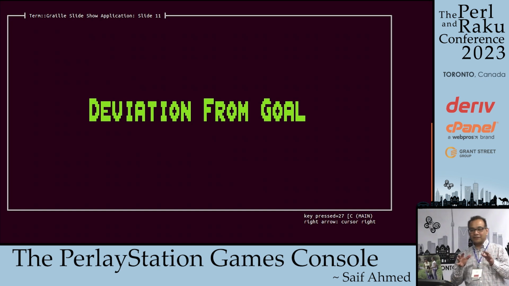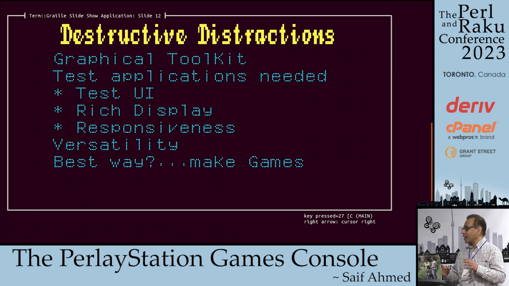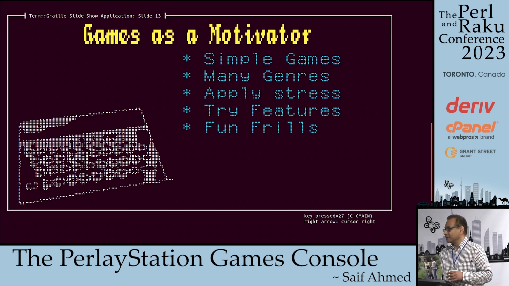So this led me to deviate from my original goal. My original goal was to try and get charts, but I found that I needed to make things and test things as well. So here I am trying to create a graphical toolkit to which I'm going to add features, and it has to be interactive. So I need to be able to test all these components individually, make sure the display is consistent and robust and responsive and versatile. And the best way to do it, I think, is probably to make games.